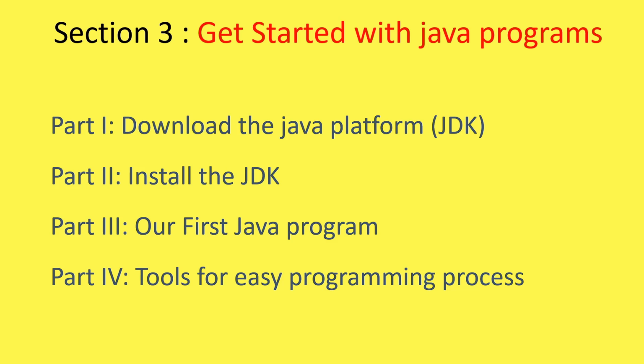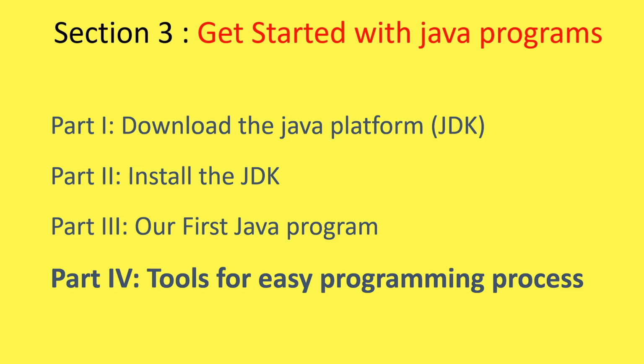Hi everyone, and welcome back in part 4 of this section, Tools for Easy Programming Process. In the last video we made our first Java program by writing the source code file, compiling it, and then running it. But the process was a little bit hard, where we have to create the source code file, then make its directory match the command prompt's current directory to compile that source code file, then run the output class file through the Java Virtual Machine or JVM.